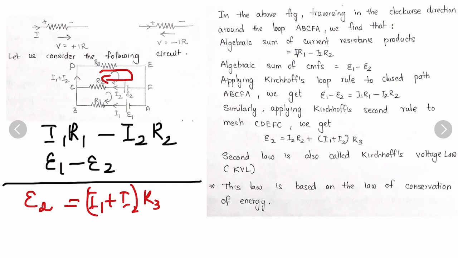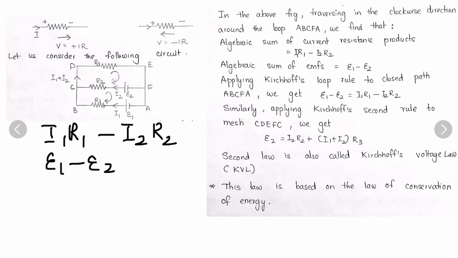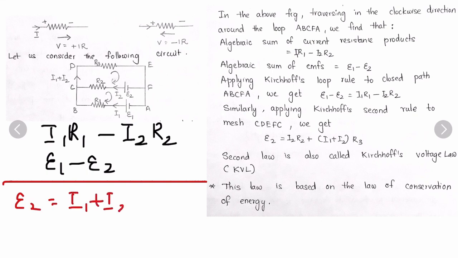Another resistance, R2. In R2 the current flowing is I2, so we can write plus I2 R2. So this is the final formula. Now you are traversing the resistance R2 in the direction of the current I2, therefore it is taken as positive. You are traversing the resistor R3 in the direction of the current I1 plus I2, so that is also taken as positive. So finally, E2 is equal to I1 plus I2 into R3 plus I2 R2.